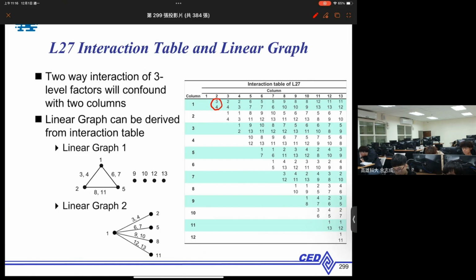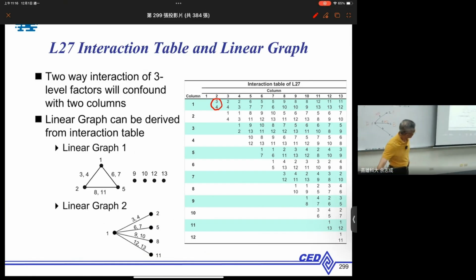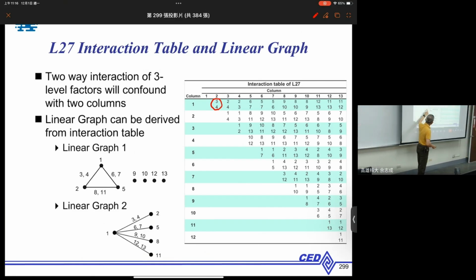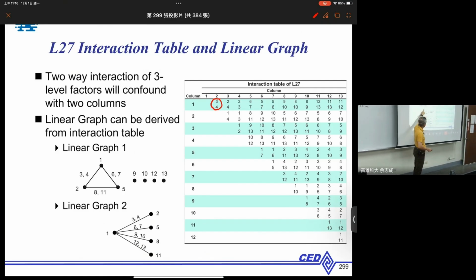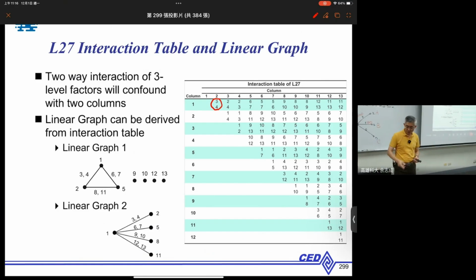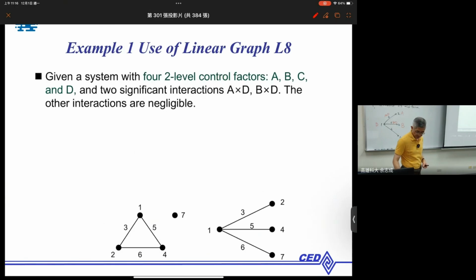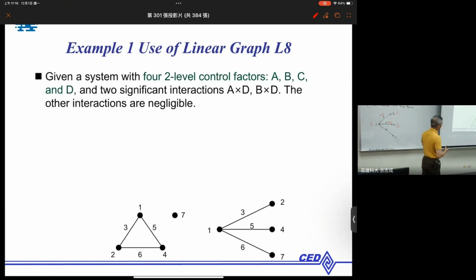Taguchi proposed 2 linear graphs. This linear graph has 7 dots, but 3 lines. This linear graph has 5 dots, but 4 lines. So depending on how many factors you have, you can choose one of the linear graphs. And how do you design your experiment using the linear graph? We already tried some examples.